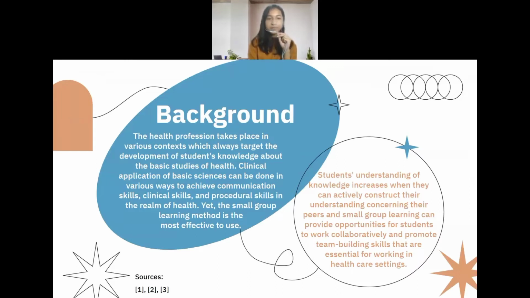And the first is background. The health professions take place in various contexts, including every activity in medical school, hospital, and clinical settings. The health professions start from the curriculum activities at the university, which always target the development of students' knowledge about the basic studies of health. During the last half century, health professions are considered successful if they increasingly understand and master those studies by passing the various tasks they deal with.